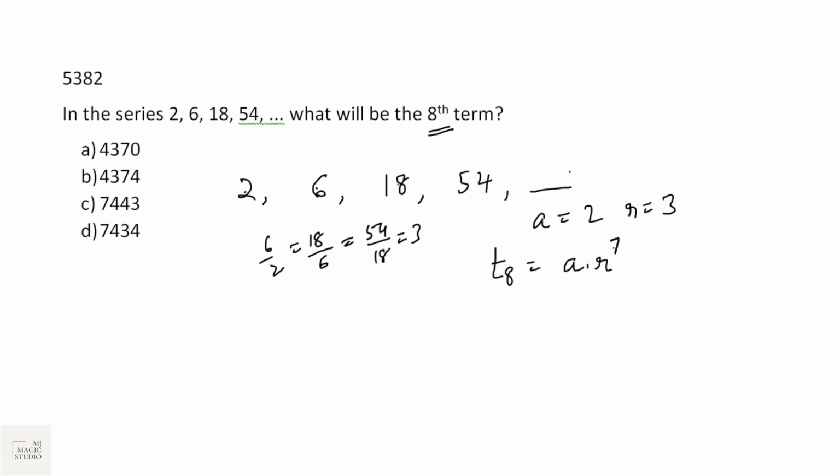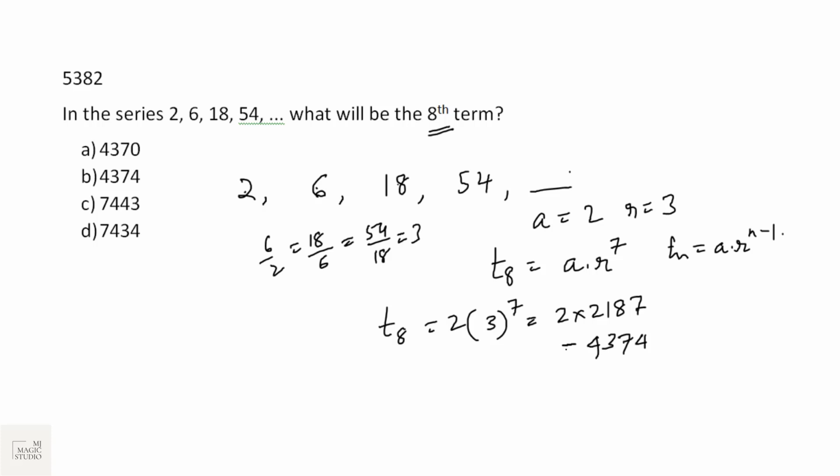Your first term is 2 and common ratio is 3. Term 8 would be given by a into r to the power 7, where term n is given by a into r to the power n minus 1. So term 8 is 2 into 3 to the power 7. That is 2 into 2187, which is 4374, and that we have in option B.